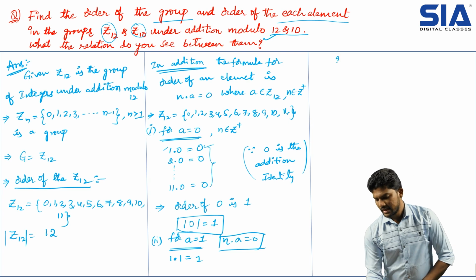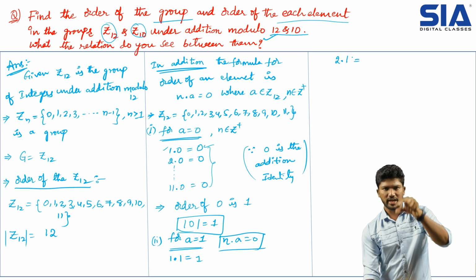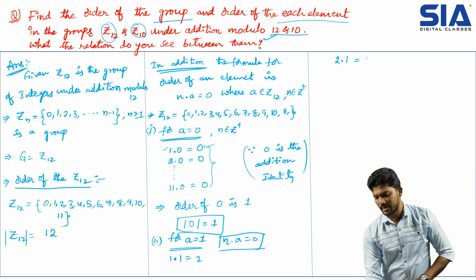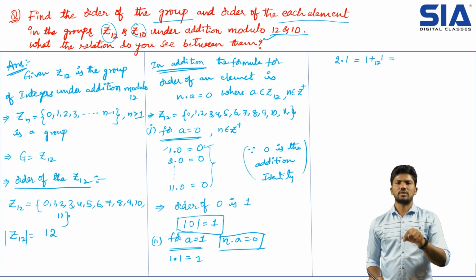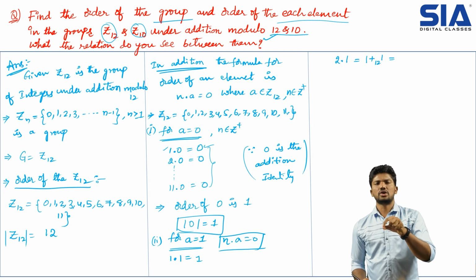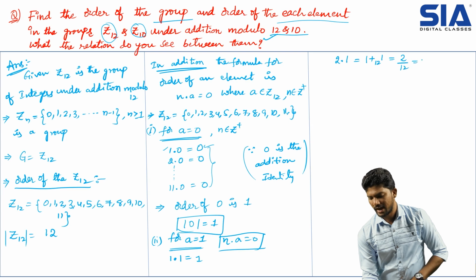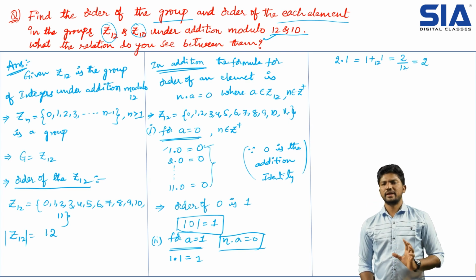Next, n is equal to 2. 2 into 1. The a value is fixed, it does not change. We are just changing the values of small n. So 2 into 1 you have to write in this format. Whenever you have addition modulo, 2 into 1 is equal to 1 addition modulo 12 plus 1. 1 plus 1 is 2, 2 by 12. Again you will get 2 as the remainder because 2 does not divide by 12.